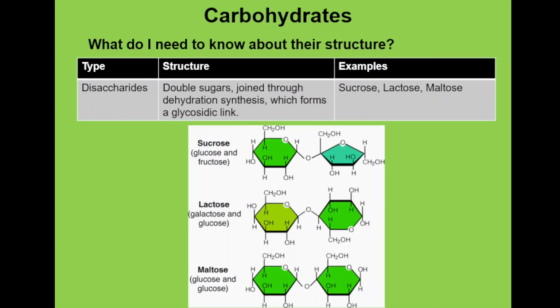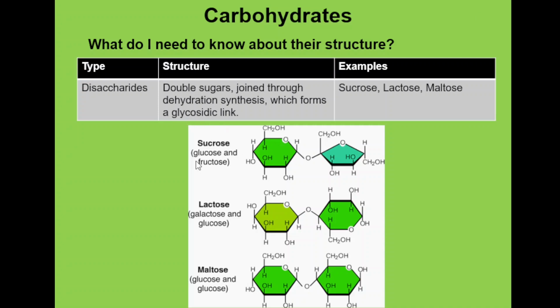So here's disaccharides, di meaning two. These are double sugars, so they are two monosaccharides joined together. How are they joined together? Well, they're joined through dehydration synthesis. How does that happen? Well, it requires an enzyme to do that, which we talked about in the session on carbohydrates. And every time you join two carbohydrates through dehydration synthesis, you create a glycosidic link.